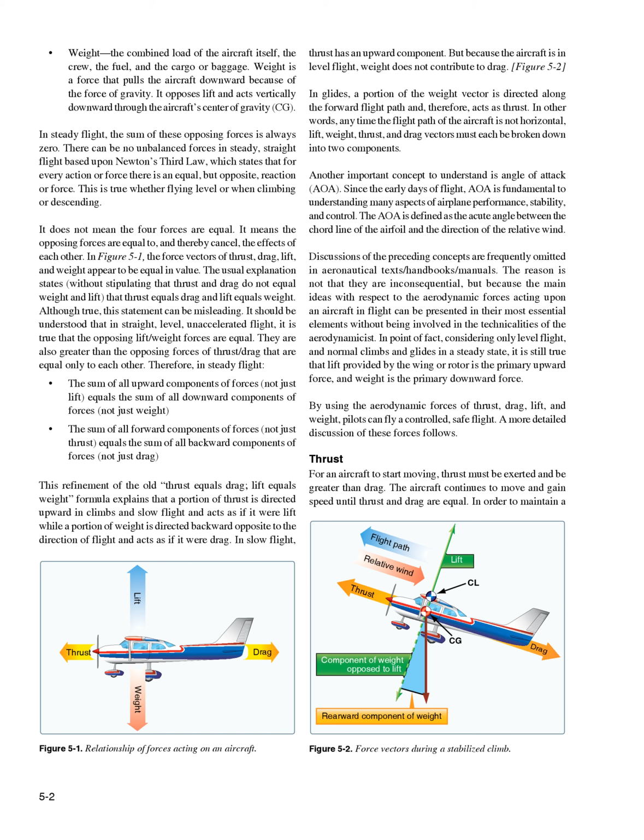In slow flight, thrust has an upward component. But because the aircraft is in level flight, weight does not contribute to drag. Figure 5.2: in glides, a portion of the weight vector is directed along the forward flight path and, therefore, acts as thrust. In other words, any time the flight path of the aircraft is not horizontal, lift, weight, thrust, and drag vectors must each be broken down into two components.